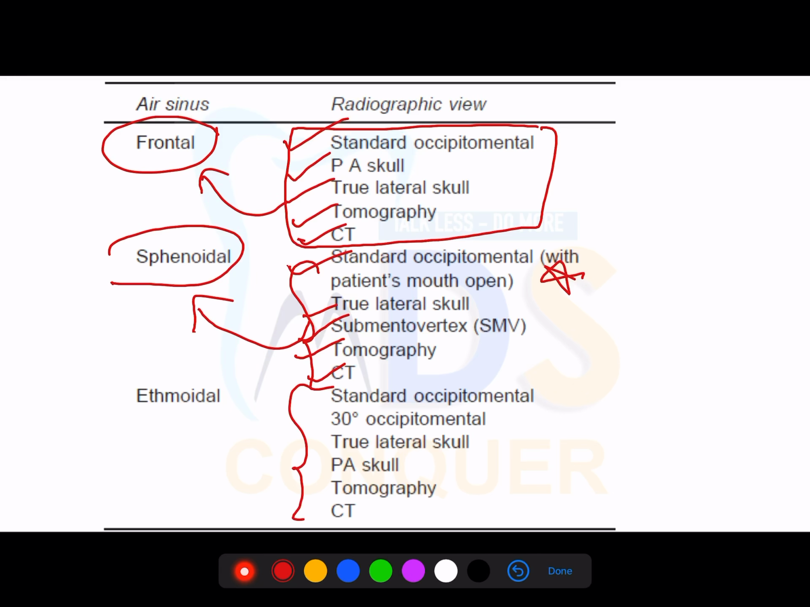And for the ethmoidal sinus: standard occipitomental, 30 degree occipitomental, true lateral, PA skull, tomography and CT. All these views are useful for evaluating the ethmoidal sinuses. So this is very important. Here the sinuses and the important radiographic views are given.